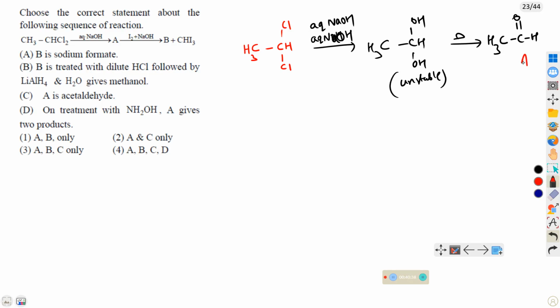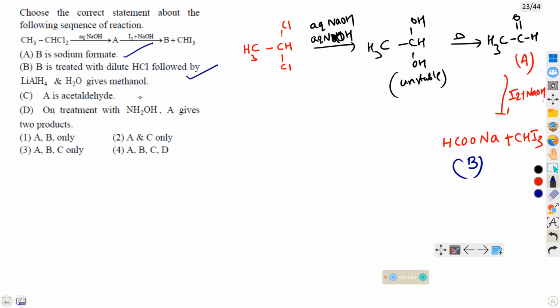This is A, the aldehyde. The aldehyde reacts with I2 plus NaOH. We know that acetaldehyde gives a positive iodoform test, and it dissociates into HCOONa plus CHI3. This is B. B is sodium formate, correct. B is treated with HCl followed by LiAlH4 and H2O, which gives methanol. This is also correct.